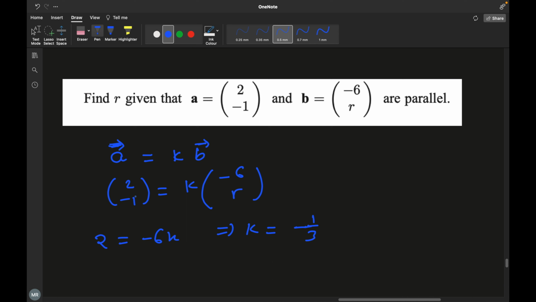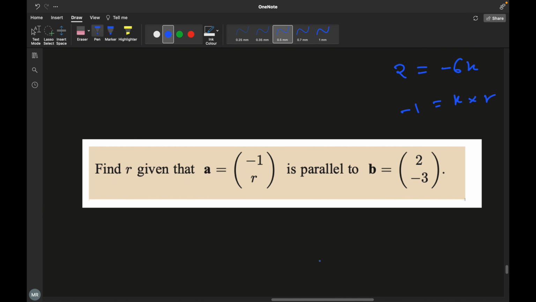And now we know that -1 is k into r, and it implies that -1 is -1 divided by 3 into r. So if you want to find r, we multiply this here and divide by -1, we end up with 3. So therefore, the value of r is 3.